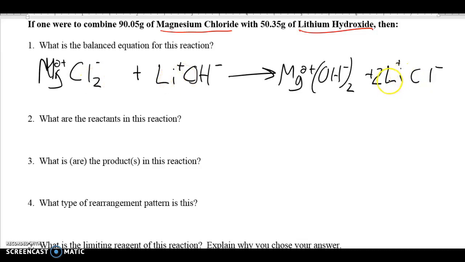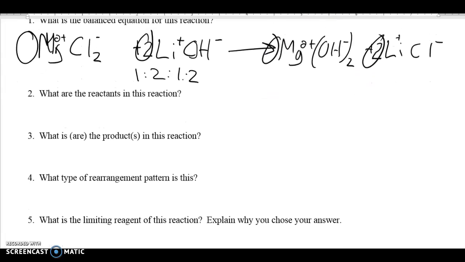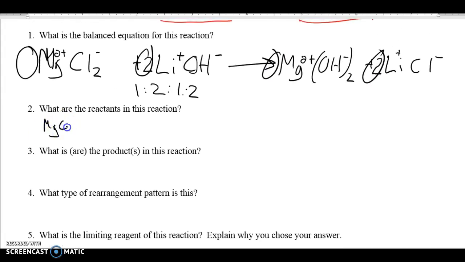1 lithium, 2 lithiums. You can't put a 2 here, that changes the formula, so we put a 2 in front. 2 lithiums, 2 lithiums, 2 hydroxides, 2 hydroxides. We're balanced. We get a 1 to 2 to 1 to 2 ratio. First part's done. What are the reactants? Well, MgCl2 and lithium hydroxide. What are the products? Magnesium hydroxide and lithium chloride.